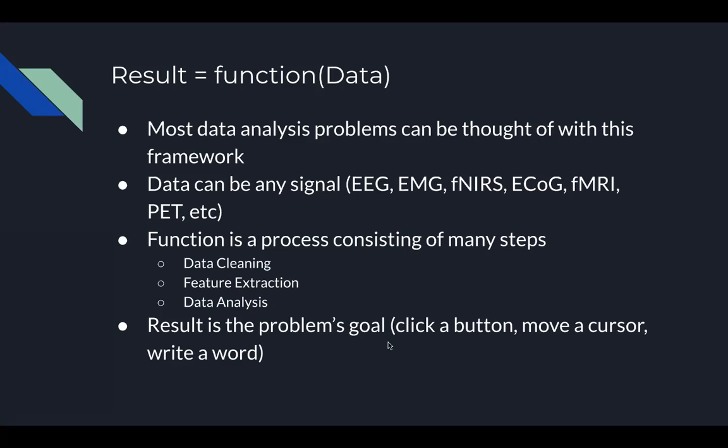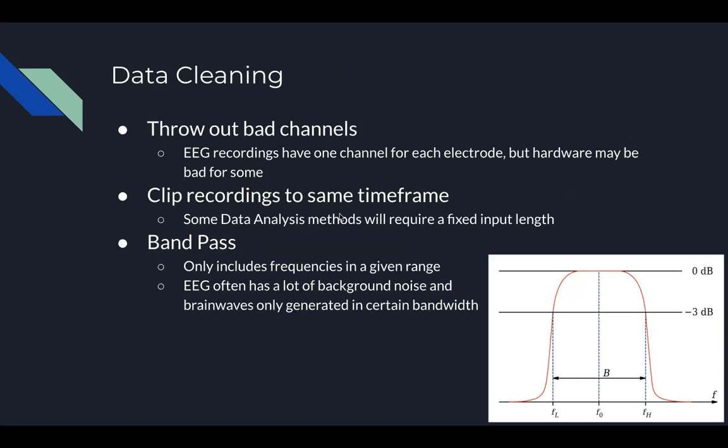So the result here is something related to the problem's goal. Maybe you want to determine whether someone wants to click a button based on their EEG signals, or move a cursor, or write a word. And Jesselyn's going to talk more later on about how that worked in a real world setting for our project, this kind of result based thing.